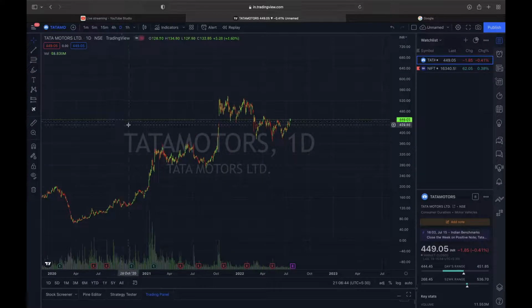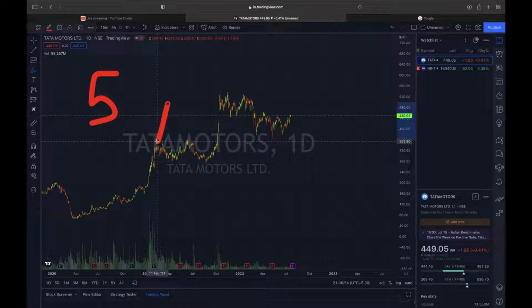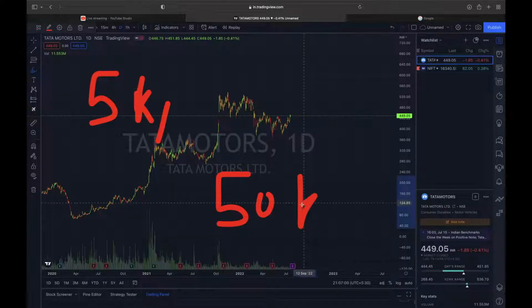So, yeah. Any other specific doubts? How much capital we need for trading in Bank Nifty? You need at least a minimum of 5K, okay, for a very risky Bank Nifty trade, or 50K for a safer Bank Nifty trade.